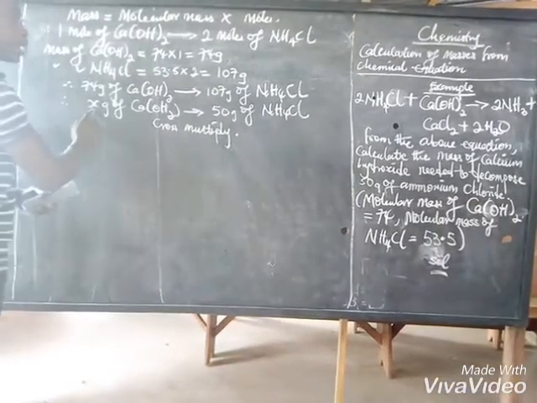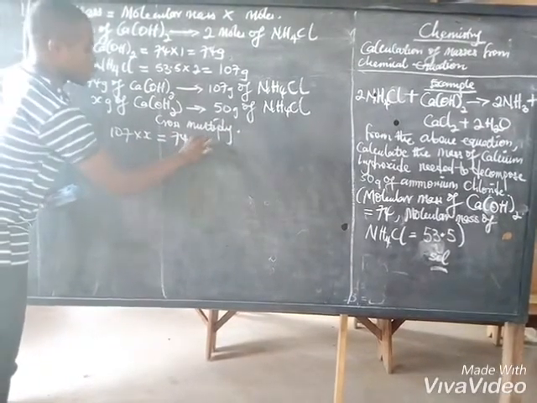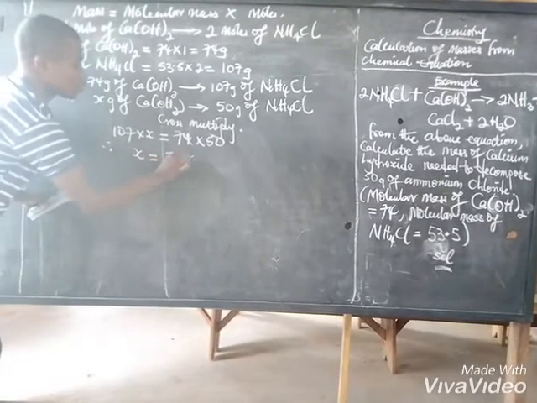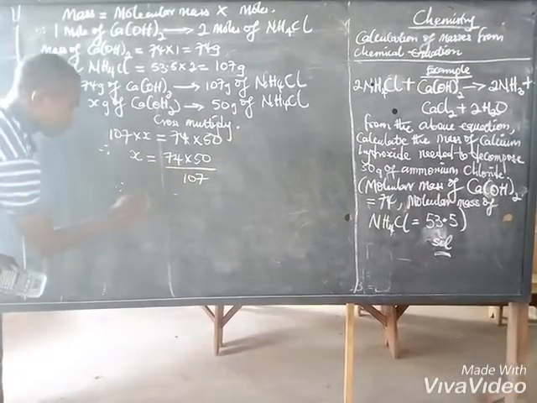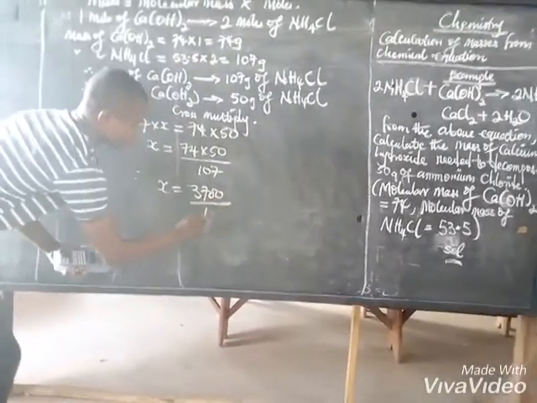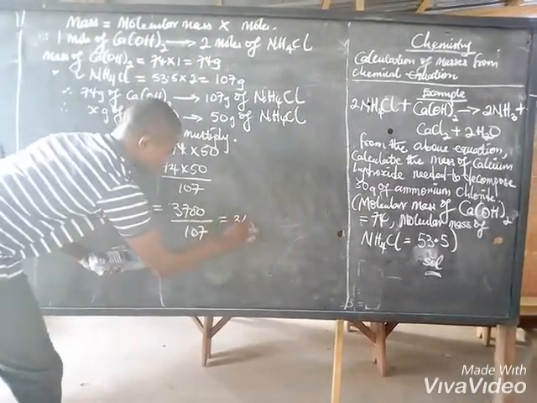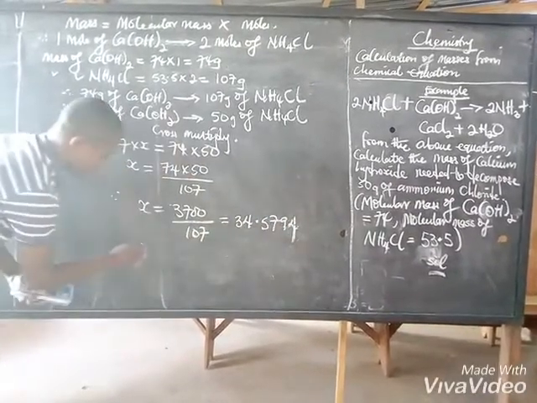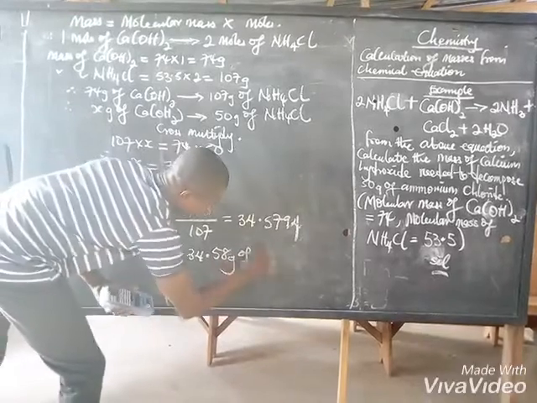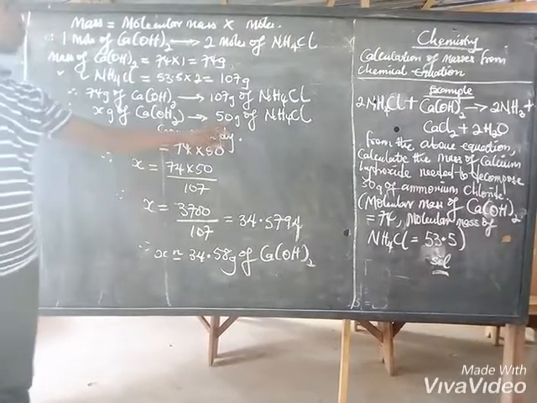If you cross multiply, we have X times 107, that is 107 times X, equal to 74 times 50. Therefore, you make X the subject of the formula. X will be equal to 74 times 50 all over 107. Then 74 times 50 will give us 3,700 all over 107. Then you divide 3,700 by 107, which gives us 34.5794. Therefore, X is approximately 34.58 grams of calcium hydroxide. So that means that 34.58 grams of calcium hydroxide will be needed to decompose 50 grams of ammonium chloride.